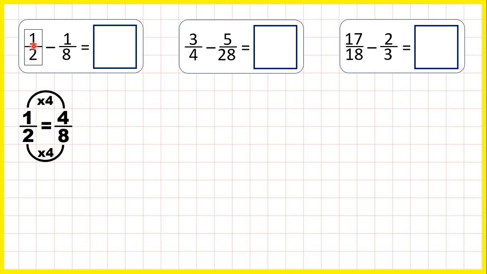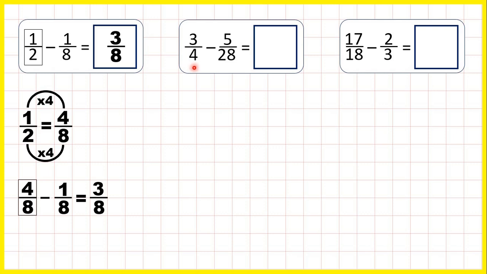Instead of 1/2 minus 1/8, we can write 4/8 minus 1/8, because 4/8 is the same as 1/2. It's equivalent to 1/2. So now we have fractions with the same denominator, so we keep the denominator the same in our answer and just subtract the numerator. 4 minus 1 is 3, so our answer is 3/8.